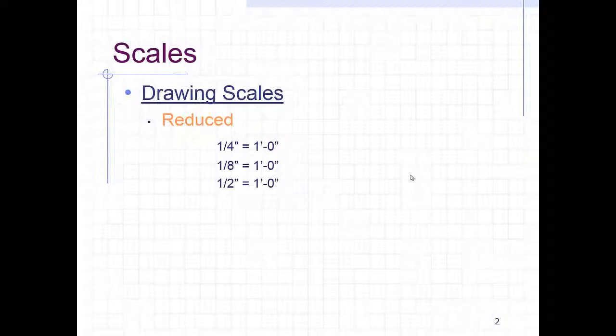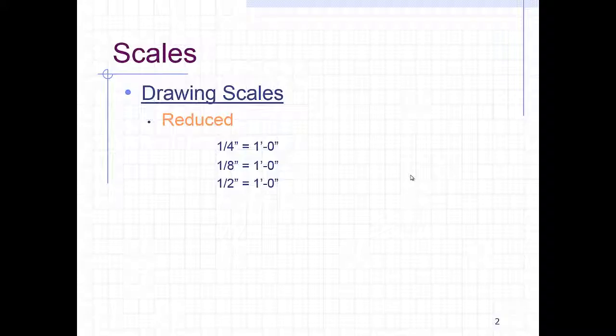So first of all, some examples of some drawing scales. A lot of times, especially in the architecture world, we're reducing something to fit on a piece of paper. Obviously, I can't fit a full-scale house on a piece of paper, so I have to scale it down. So some examples, common architectural scale, 1/4 inch equals a foot for residential. When we get into some commercial construction, we're dealing with bigger buildings. A lot of times we'll use 1/8 inch equals a foot. And then sometimes we'll use 1/2 inch equals a foot for details.